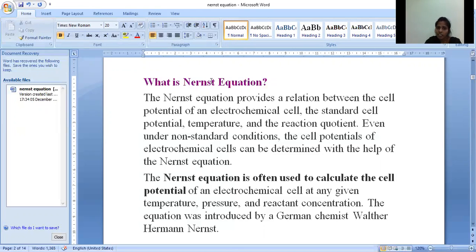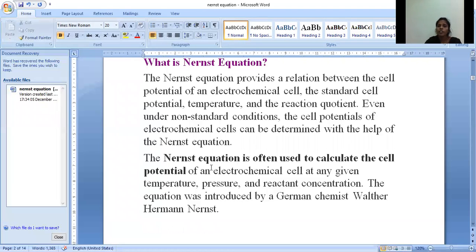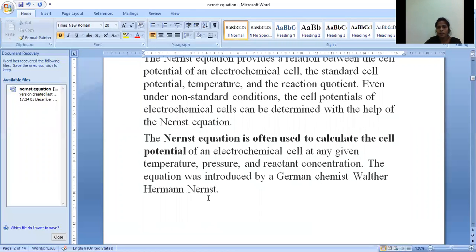But by using Nernst equation, we can find the cell potential even at the non-standard conditions. That means at any temperature, at any pressure, at any concentration, we can find the cell potential by using Nernst equation. So the Nernst equation is often used to calculate the cell potential of an electrochemical cell at any given temperature, pressure, and the reactant concentration. The equation was introduced by the German chemist. His name is Hermann Nernst.